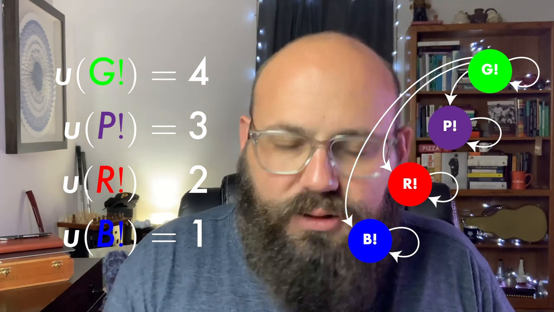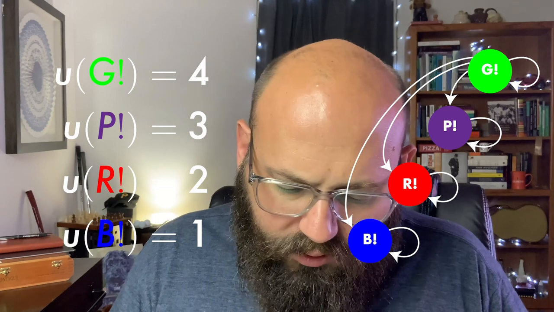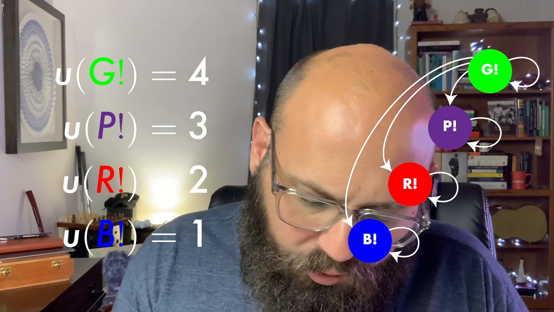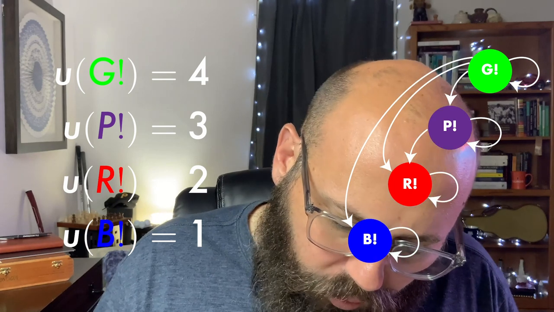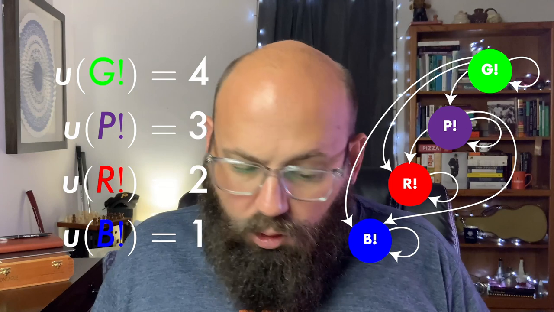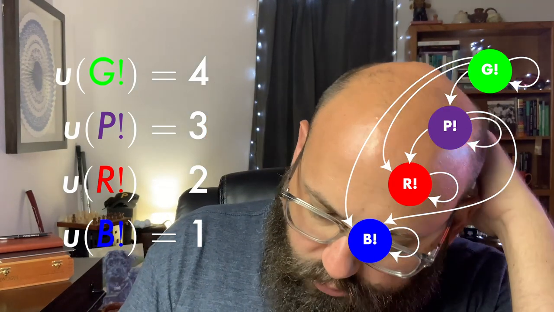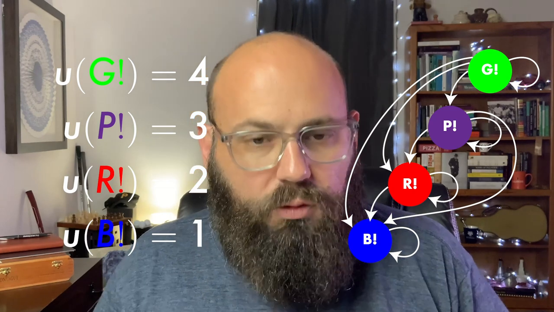Well, purple has a three, so it doesn't get an arrow to green, but it does get to have an arrow. There's an arrow from purple to red because three is bigger than two, and there's an arrow from purple to blue because three is bigger than one. Well, red gets to have an arrow too. There should be an arrow between red and blue because red has a two and blue has a one.